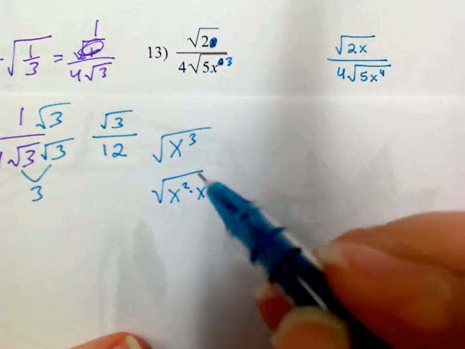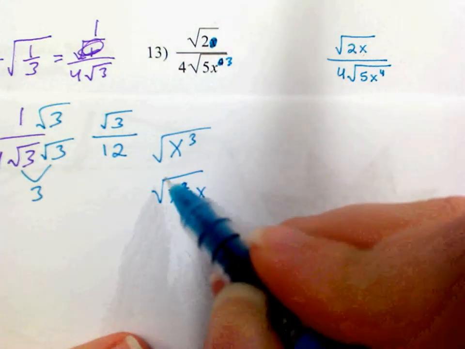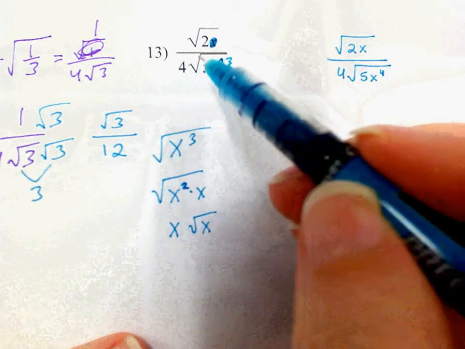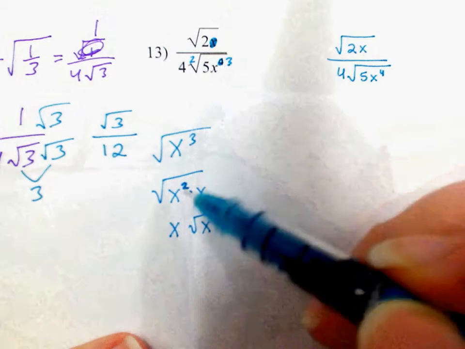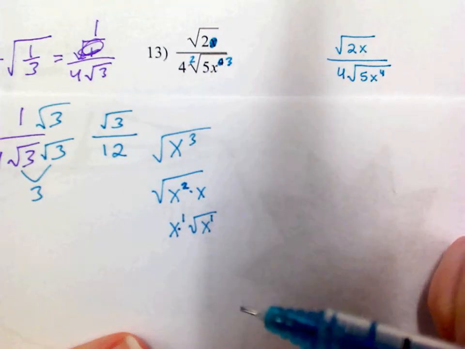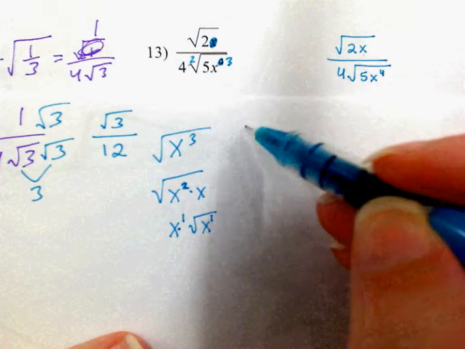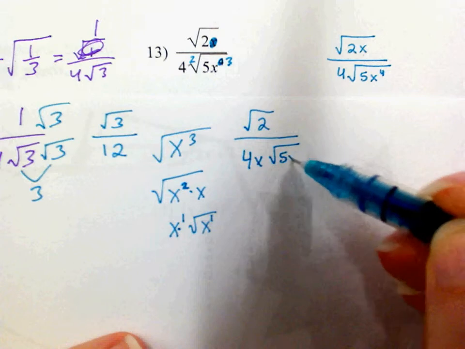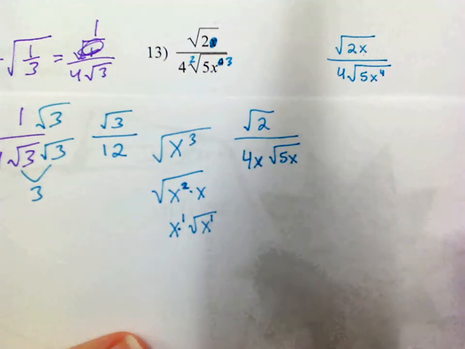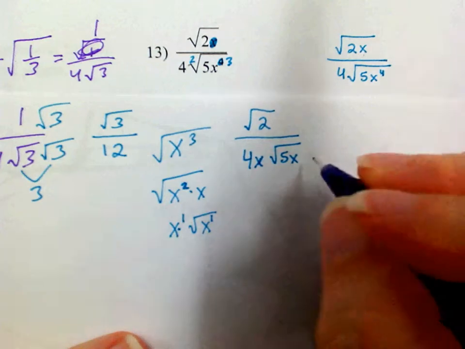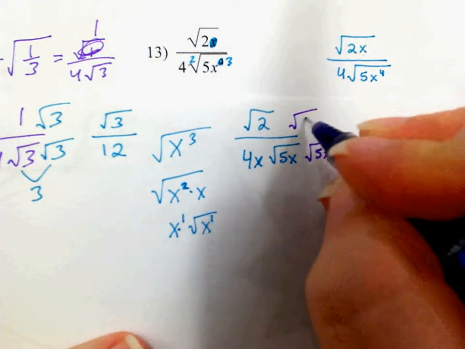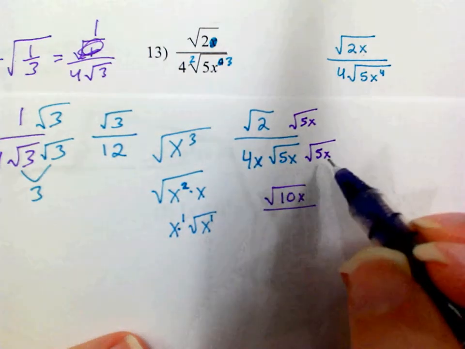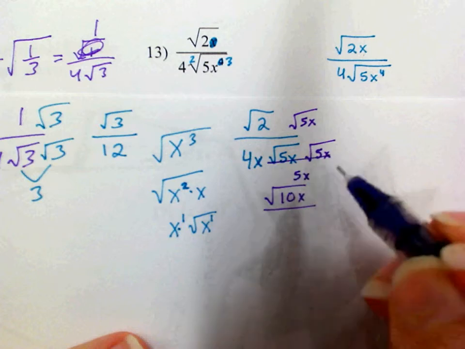What I can do is take the square root of x squared, that's just x, and then I have to leave x on the inside. Another way of thinking of it is, how many times does 2 go into 3? Once, with 1 left over. Okay? Either way, what I'm left with is the square root of 2 over 4x times the square root of 5x. In which case, I multiply top and bottom by the square root of 5x. The square root of 2 times the square root of 5x is the square root of 10x. The square root of 5x times the square root of 5x is just 5x. That's the point. And then 5x times 4x is 20x squared.